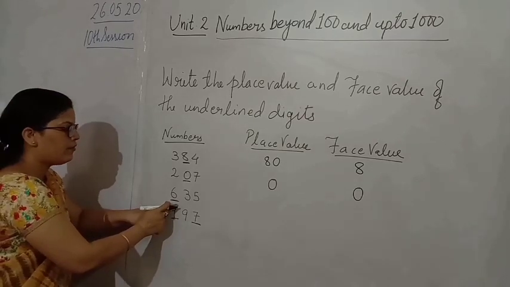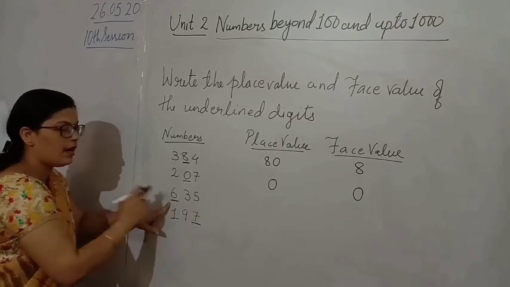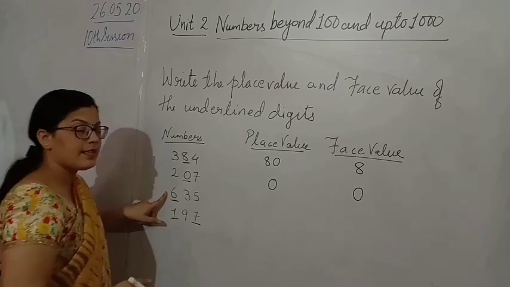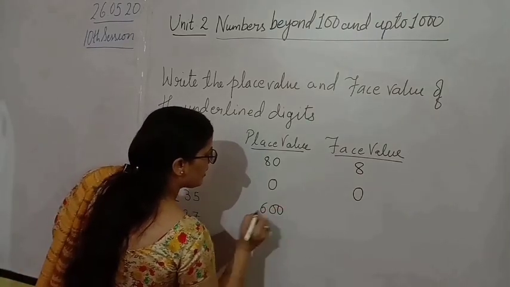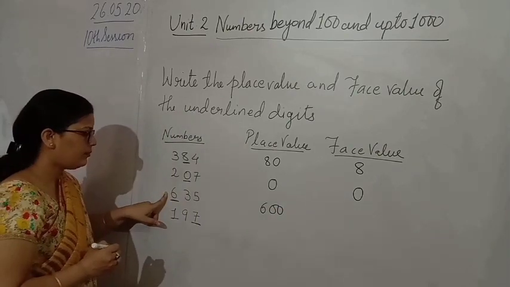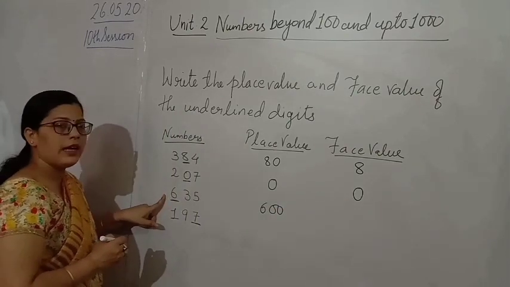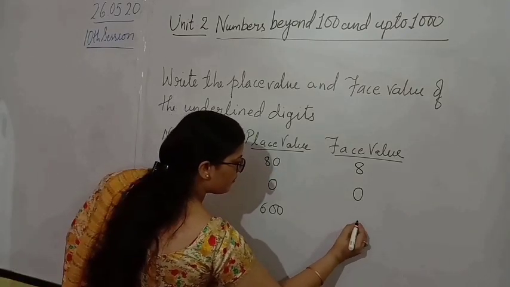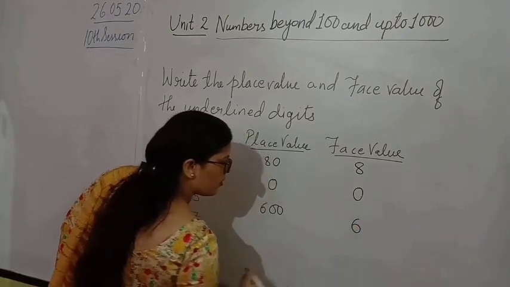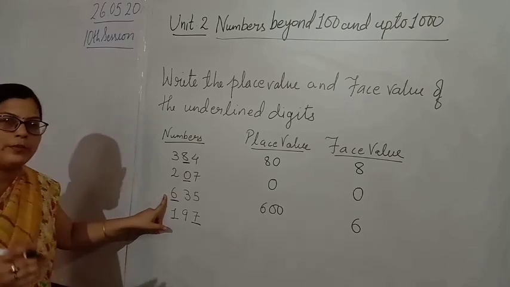What is the place of 6? Ones, tens, hundreds. Okay, 6 is at hundreds place, so its place value will be 600. And face value is the digit itself. Face value of a digit is the digit itself, so face value will be 6.